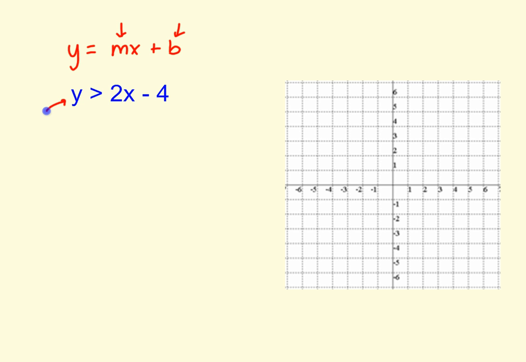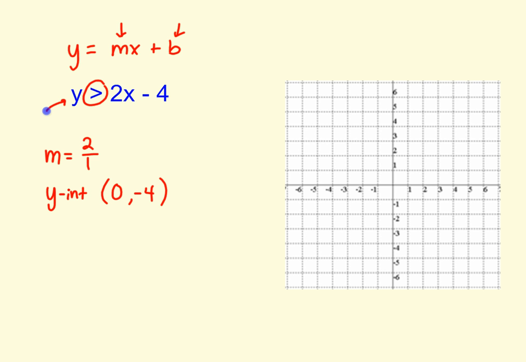Now, because it's an inequality, we're going to have this inequality in the middle instead of the equal sign, but that's okay. So still, we're going to identify the slope and the y-intercept. So the slope is next to the x, it's a 2. I'm going to go ahead and make it a 2 over 1 because I'm going to graph that. Our y-intercept is that -4, so (0, -4).